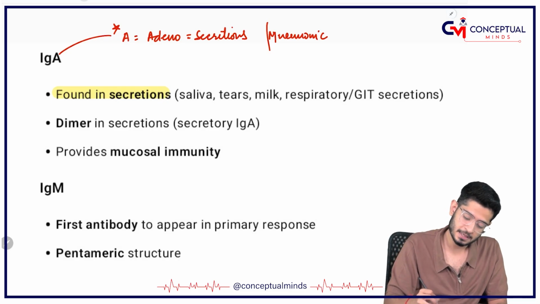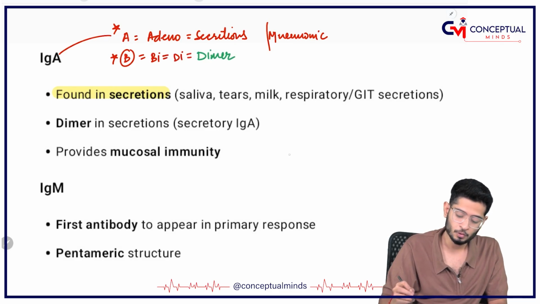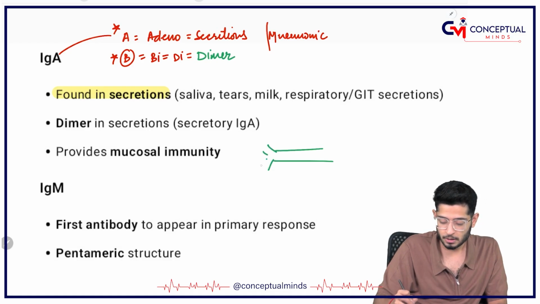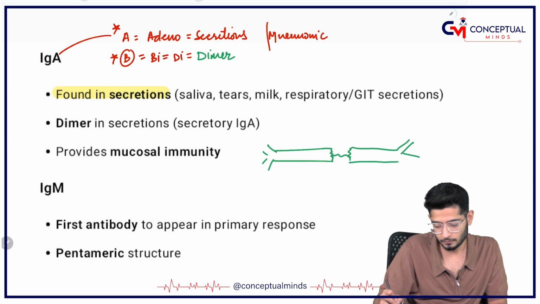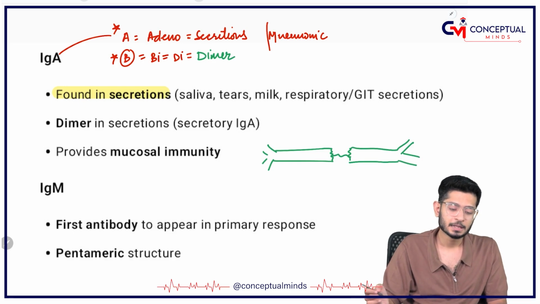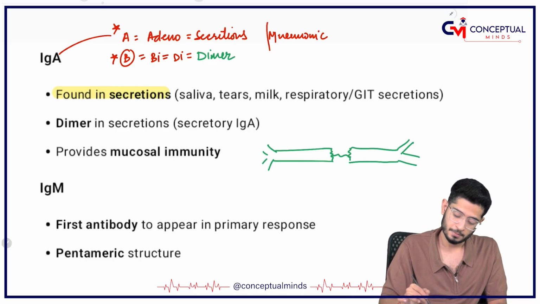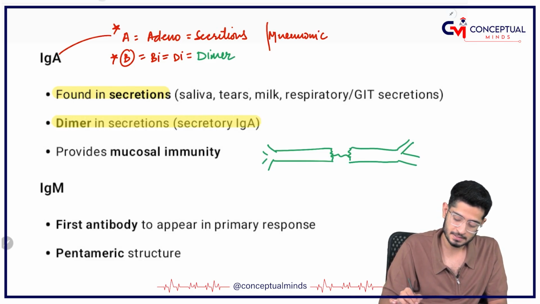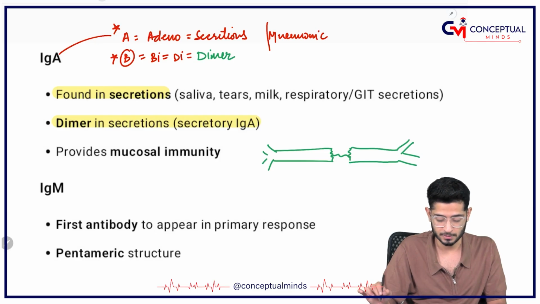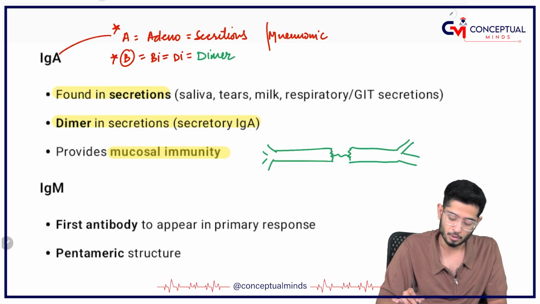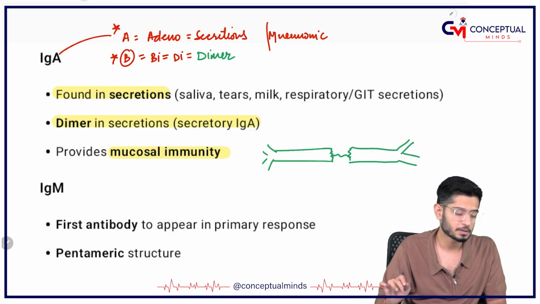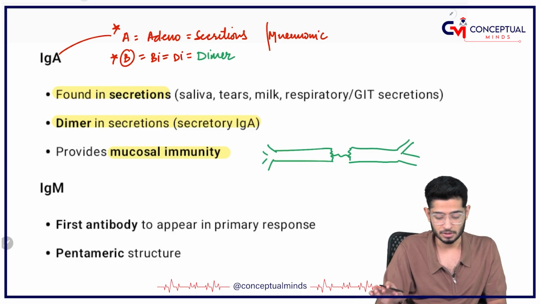Now, A is A, then the one near A is going to be B, B is equal to bi is equal to di is equal to dimer. So, IgA is something that exists like this. Remember it is a dimer in secretions, secretory IgA, and it is going to provide the mucosal immunity. It is going to provide what? The mucosal immunity.